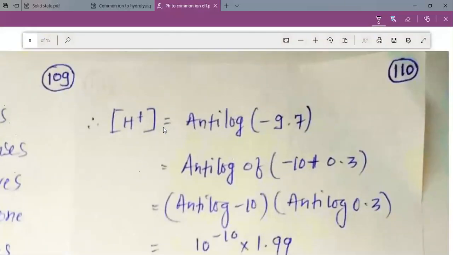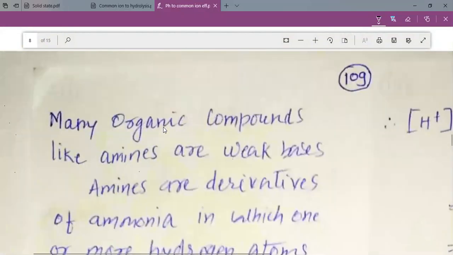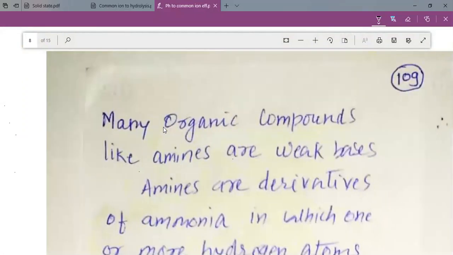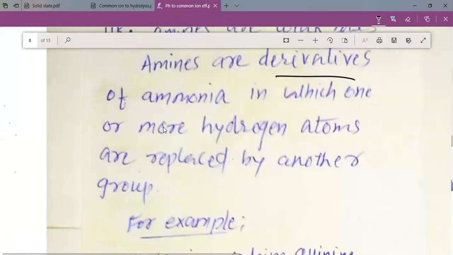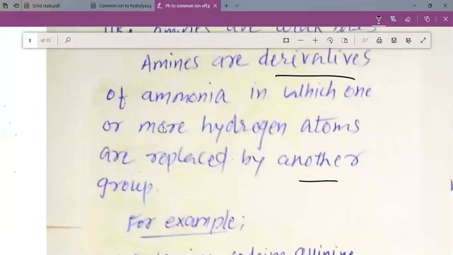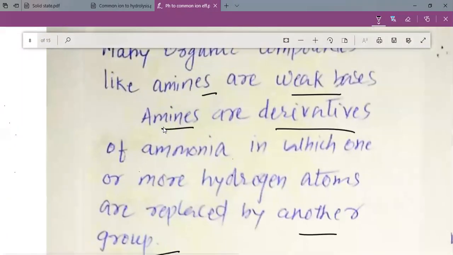Now we can understand it by using some ideas. See, many organic compounds like amines are weak bases. Amines are derivatives of ammonia in which one or more hydrogen atoms are replaced by another group. Please remember, we want to study about the amines. You are not actually taught about amines in the 10th standard.